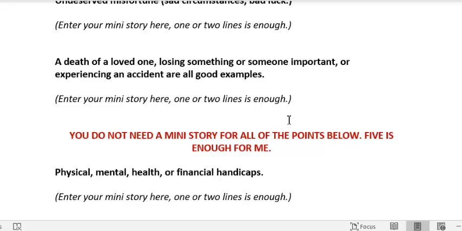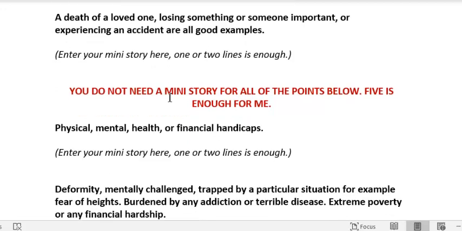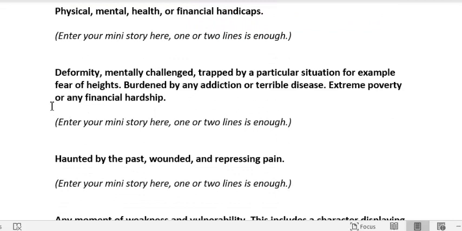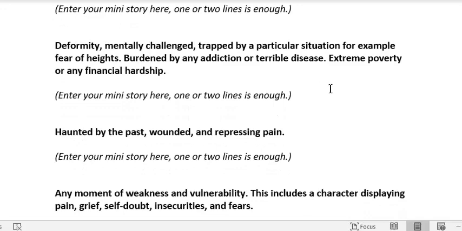Or you may want to weave them in other places on your website, or free reports, or emails that you're giving out. So it's not wasted if you continue, but you don't have to. Any physical, mental, or financial hardships, any mini stories there, pause if you need to. Any deformity, mentally challenged, trapped by a particular situation, for example, fear of heights, burdened by an addiction or terrible disease, extreme poverty or financial hardship. Again, pause if you need to.